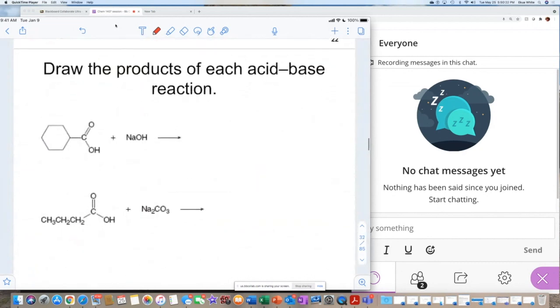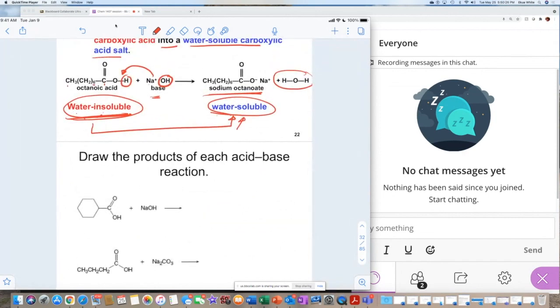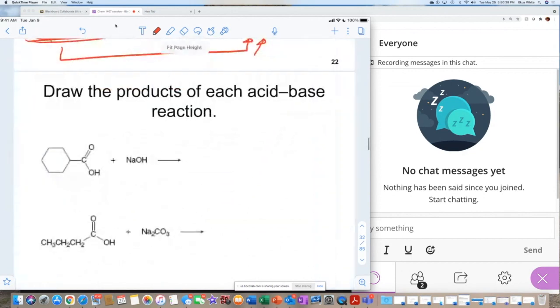Weirdly enough, a lot of medications we take are in the water soluble form. So imagine if you took a medication and it wasn't water soluble. It would be hard for it to dissolve in your blood, and it has to dissolve in your blood for it to work, right? So let's see, we can do this. Our goal is to make it water soluble.